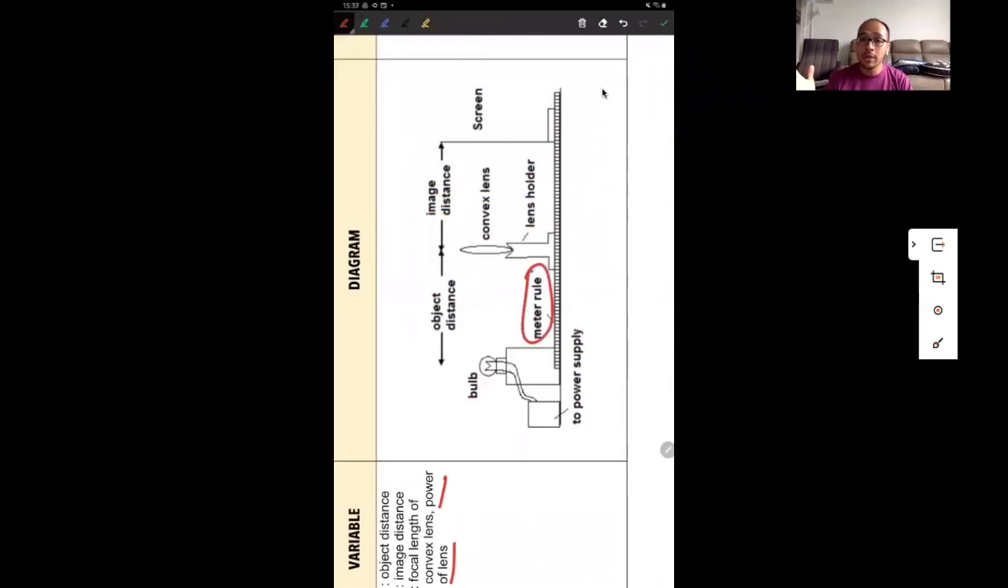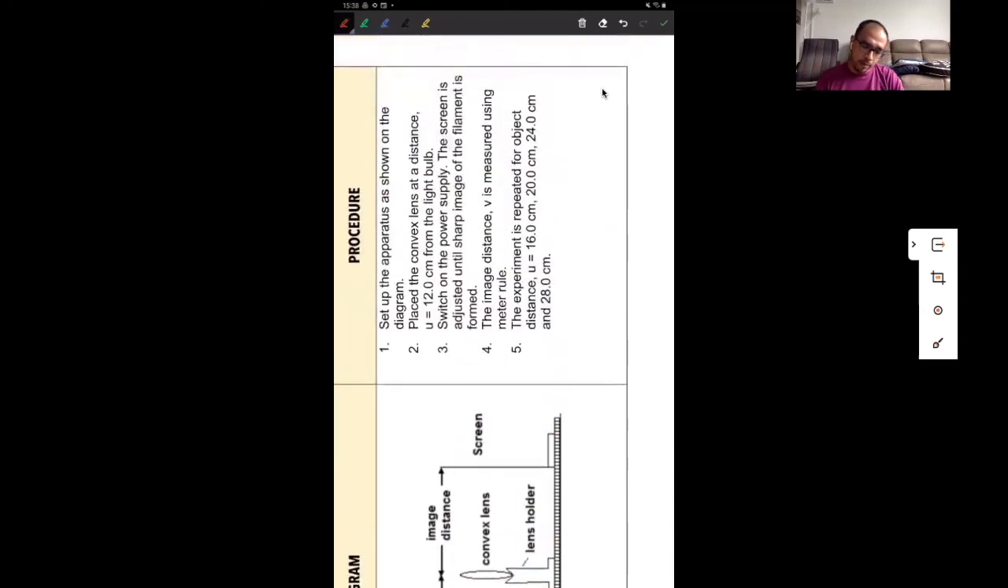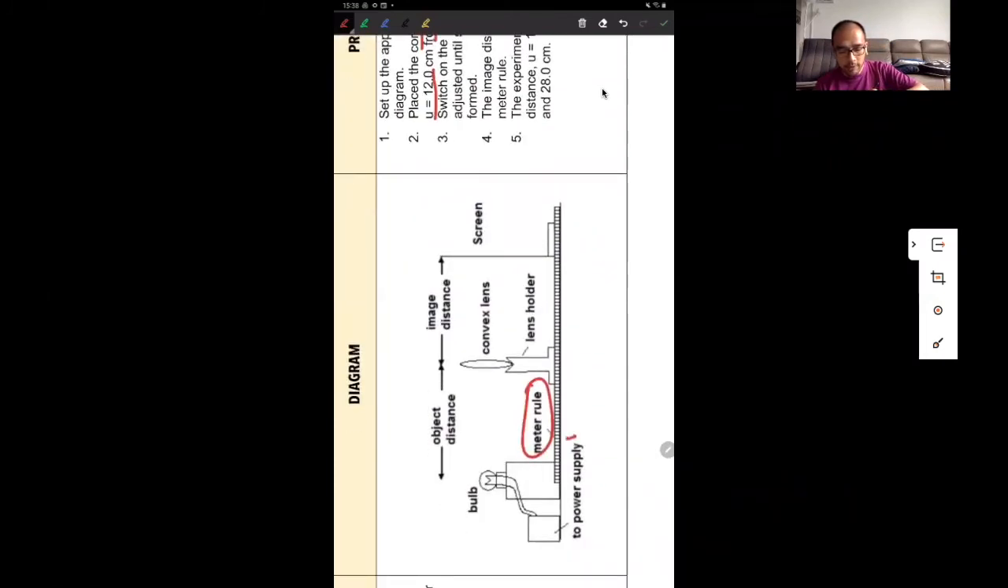Okay, so it's a pretty easy one. You place the convex lens, then you change the object distance. Sorry, you adjust the convex lens. Don't adjust the bulb. Place the convex lens. Yeah, see, so you place the convex lens. The first one is 12. You can also choose 10, 20, 30, 40, 50. No problem at all. This example only uses 12. So you put it at 12 cm from the light bulb. So the first one is 12 cm. Then the next one is 16, 20, and so on and so forth.